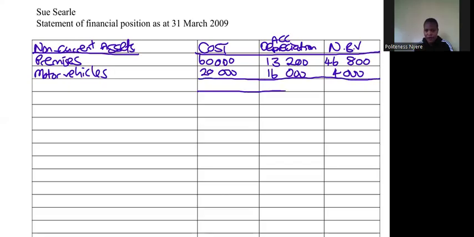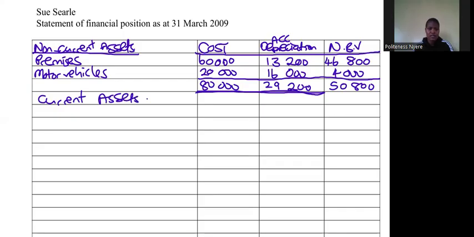So let's add. This gives us the totals for the non-current assets, 80,000 in cost. Now let's have our current assets.